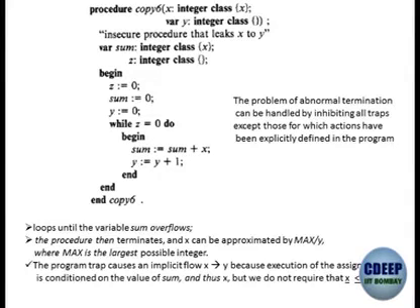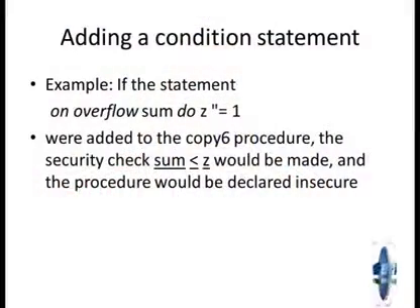So the problem of abnormal termination can be handled by inhibiting all traps except those for which actions have been explicitly defined in the program, which essentially means all those you have captured as exceptions, then there is no problem. If you have not captured them, then it becomes necessary to do that in one way or the other. So by adding a condition statement, you can say when an overflow occurs, set z equal to 1. If this were added to copy 6, the security check that the class of sum must be less than or equal to the class of z must be made, and the procedure would be declared as insecure.